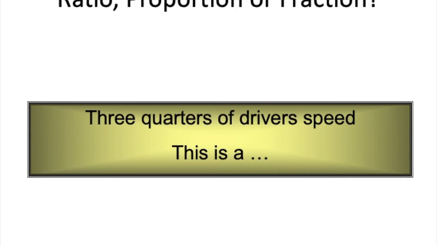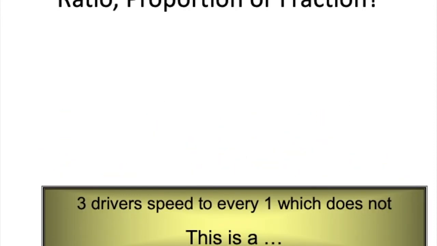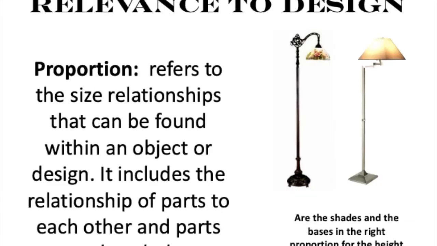3/4 of drivers speed. Fraction. 3 drivers speed to every 1 which does not. Ratio. Cool. So we're done with that part and almost with the lesson. So you have seen a few examples of ratios and proportions in maths format, because you need to be able to calculate this as a designer and working on your items.